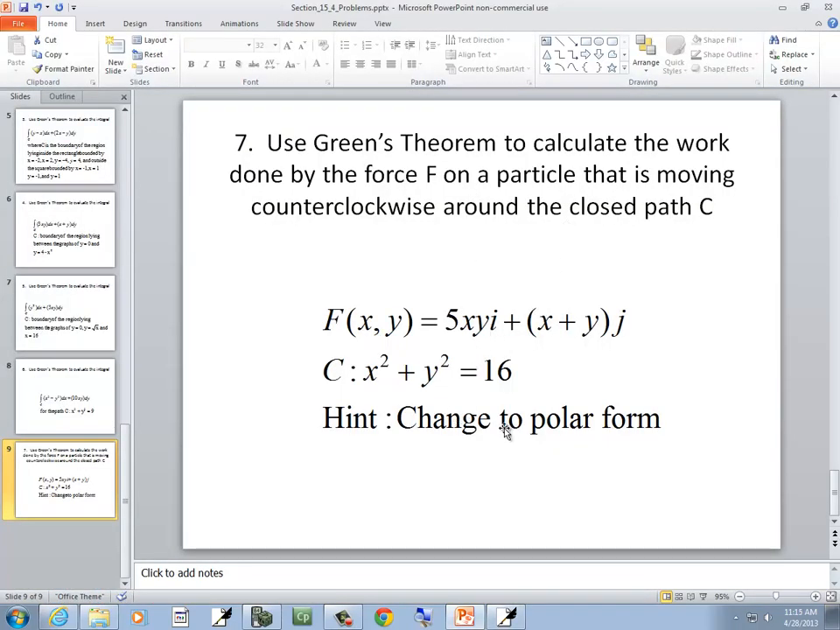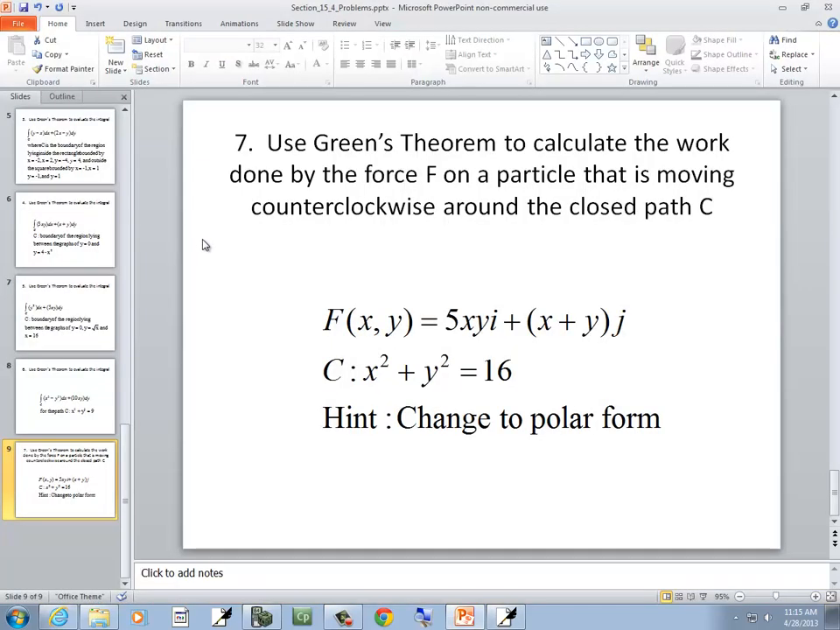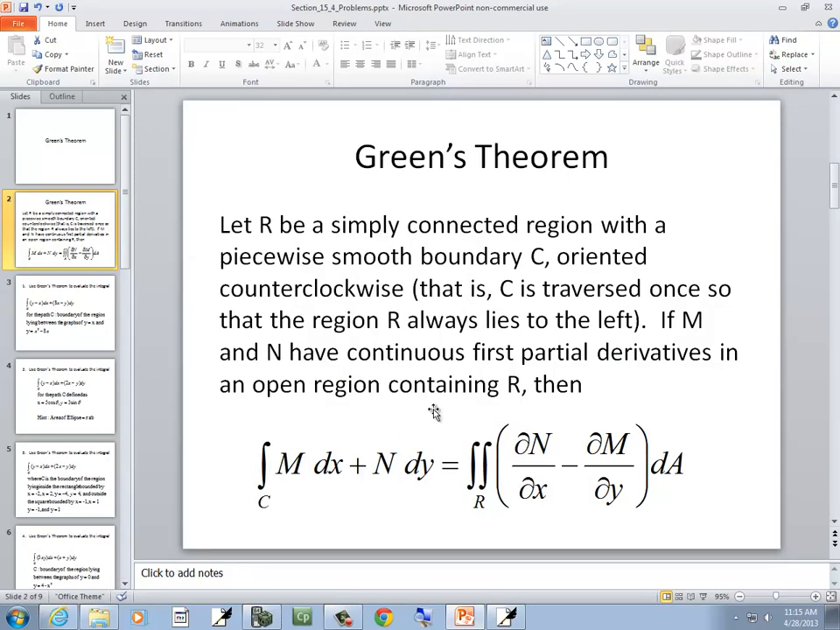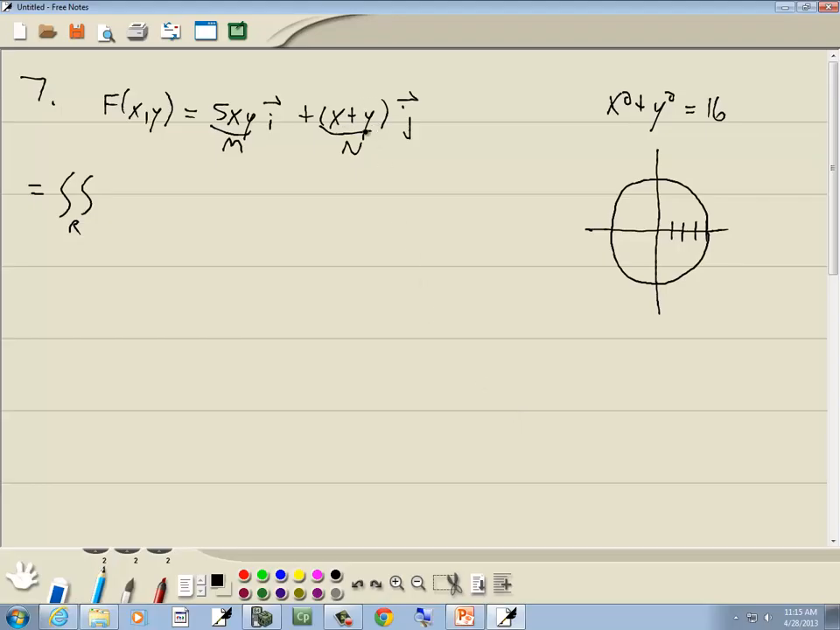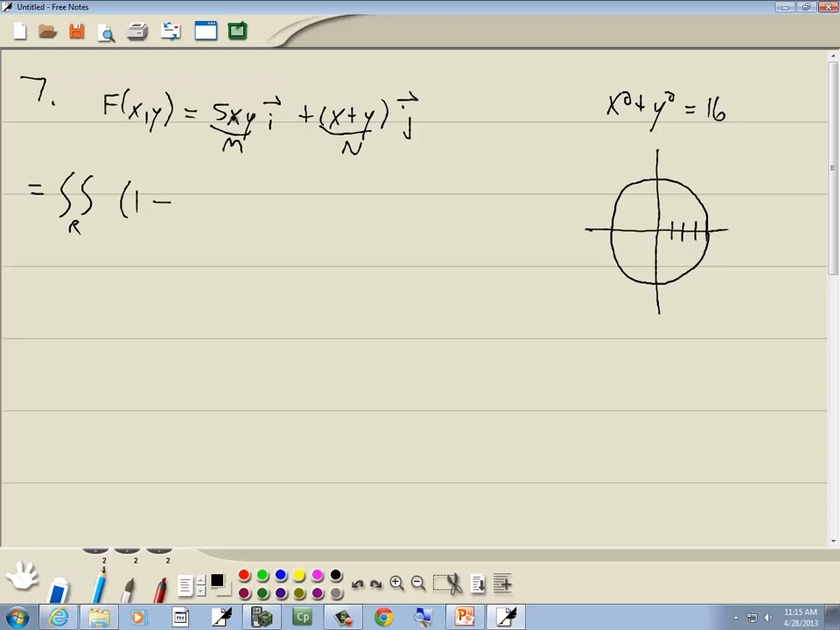Now I put a hint here. It says change to polar form. Let's first take a look at this. This would be m, and this is n. See what that gives us. So come back up to our formula. Partial of n with respect to x. So partial of n with respect to x is 1 minus, and then partial of n with respect to y. Partial of n with respect to y would be 5x.